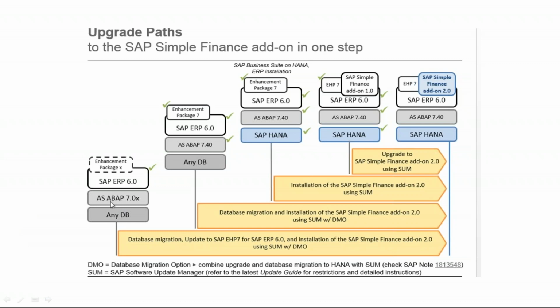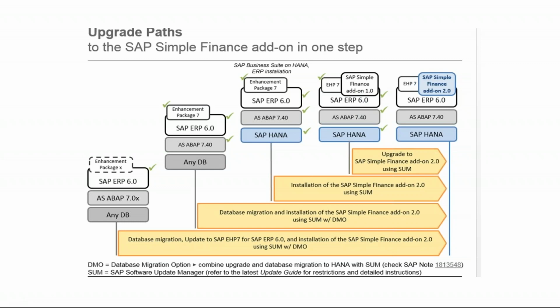If you are on any DB and any EHP package, you have to update to EHP 7 and then you can move to the HANA database. If you are already on the EHP 7 package, you can move to the HANA database at any point of time. Once you are on the HANA database, you can upgrade to Simple Finance, that is S4HANA Finance, at any point of time. If you upgrade now, you are going for 1709.